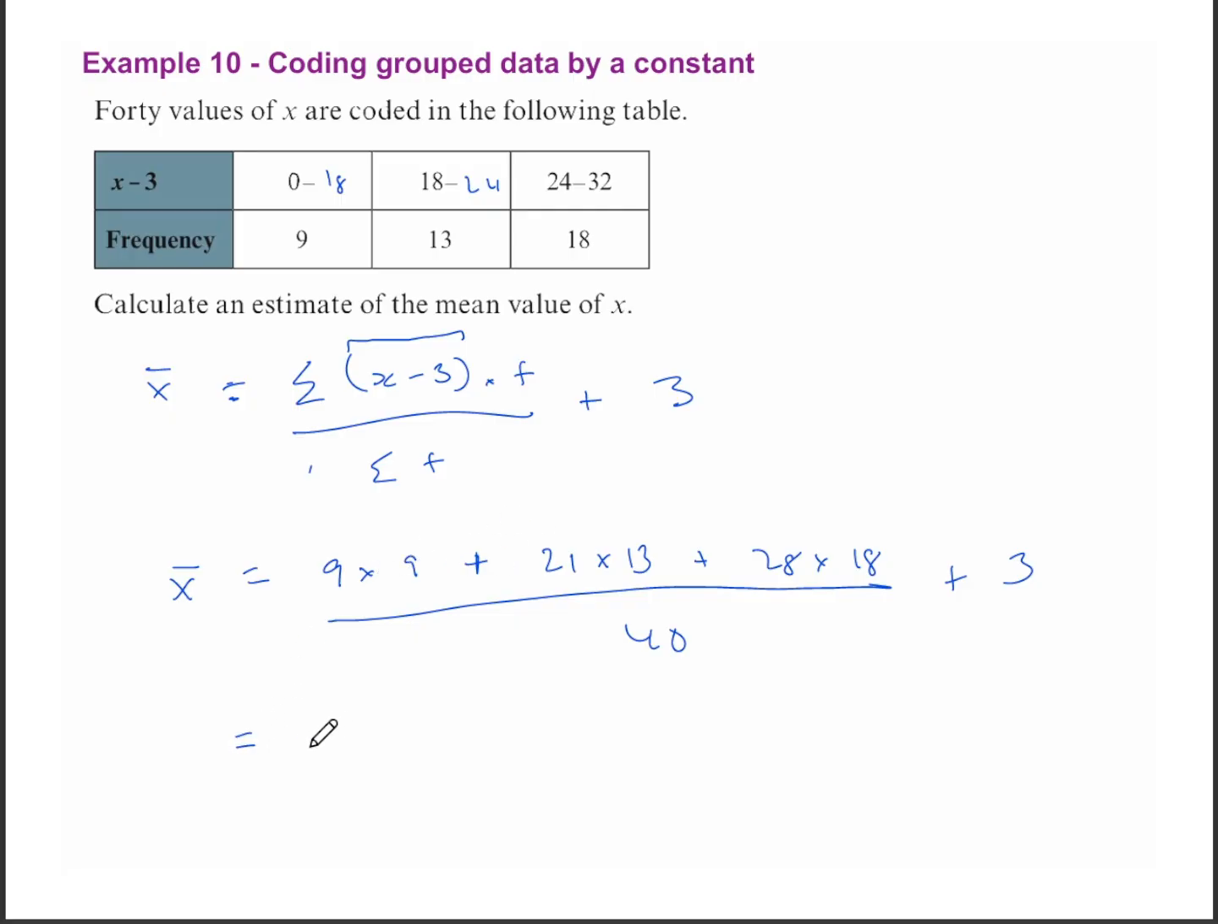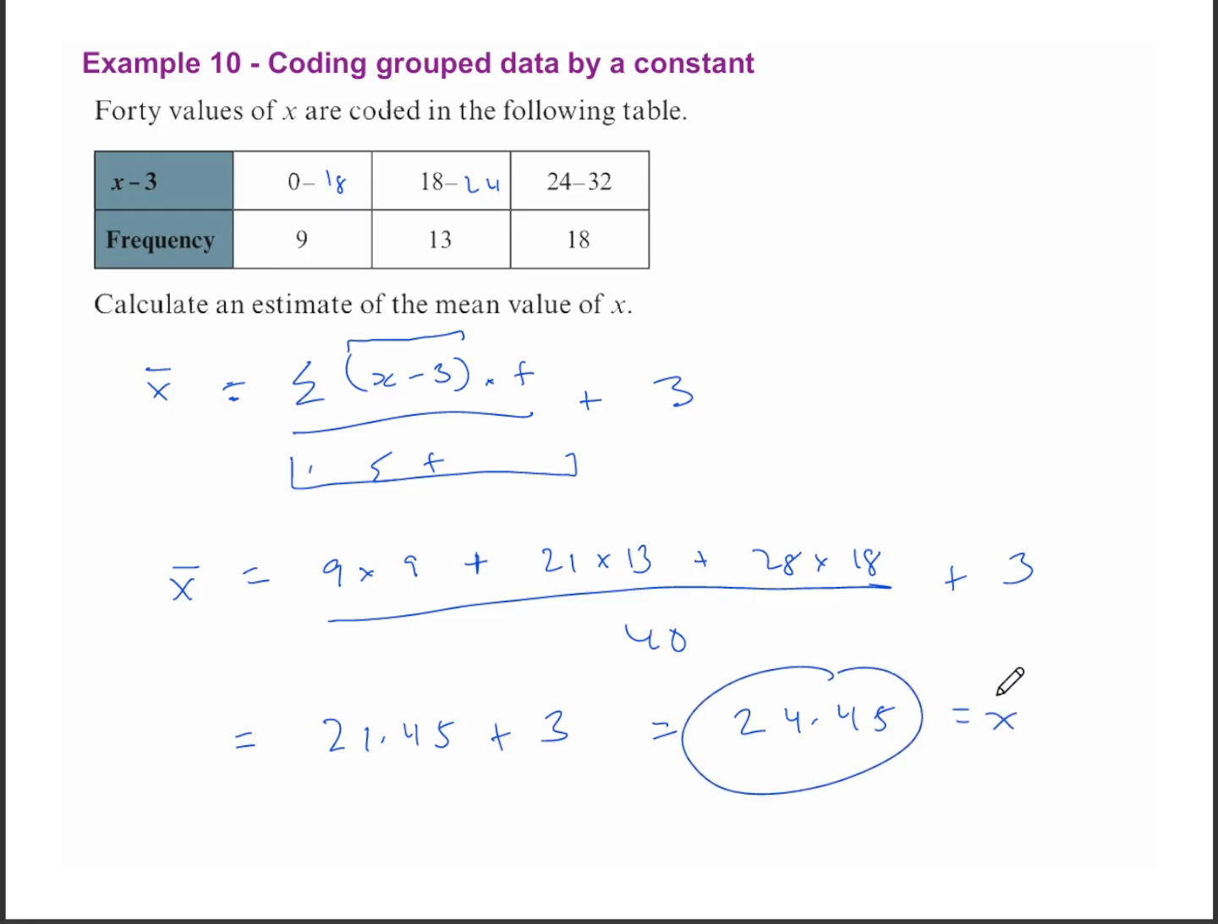This then just gives us 858 divided by 40, which is just going to be 21.45, which is going to be the mean of the coded data. And then we will add 3 to that, which is what we subtracted initially from each data point to get our coded data. And that will give us 24.45, which is going to be our x bar, so the mean of the original data that we had.